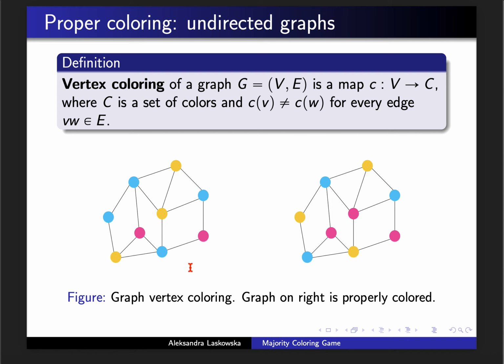So now take a look at the figure on the left. There is an edge over here connecting two vertices of the same color, and as well here there is an edge that is monochromatic. So surely we can say that this coloring is not a proper coloring, whereas the graph on the right is properly colored, because we can see that there is no edge connecting two vertices of the same color.